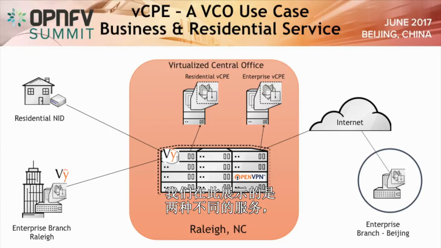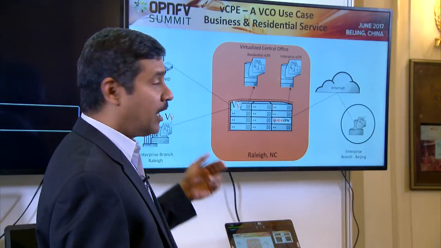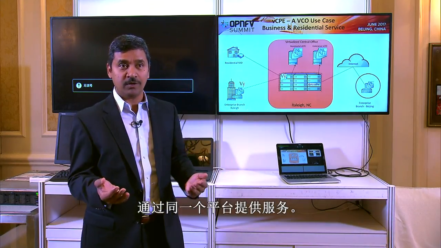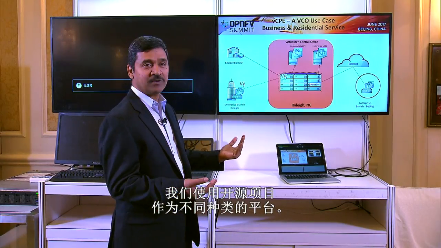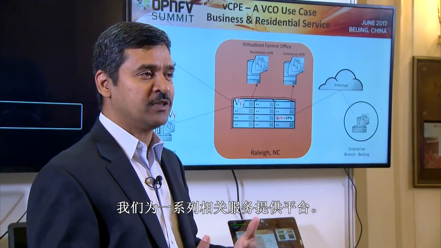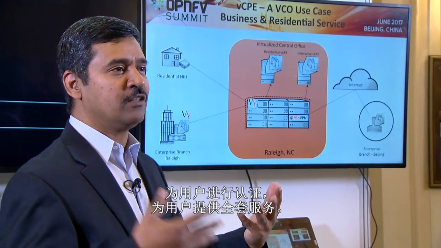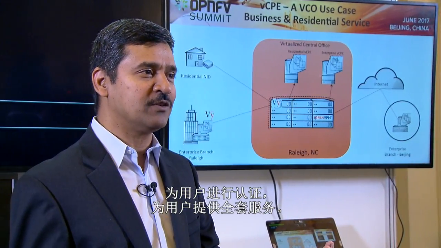So what we are showing here is two different types of services that can be hosted in a central office in a virtualized environment. One is the residential service, the other one is the business service. And both of those services can be hosted in the same central office on the same platform. We're using, of course, OpenStack as that platform on different types of hardware. And we were hosting a number of services associated with that. We're building service chains, building a complete service, authenticating the user, providing that user a full suite of services.